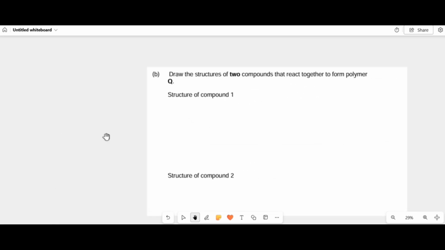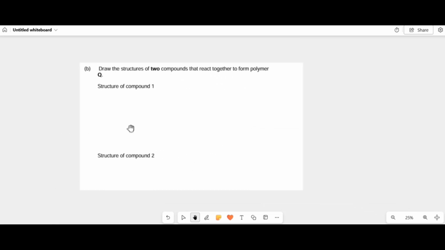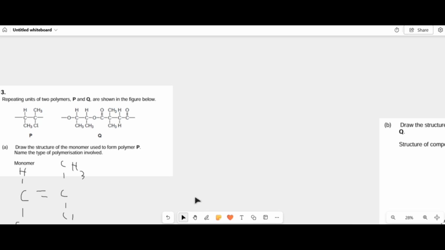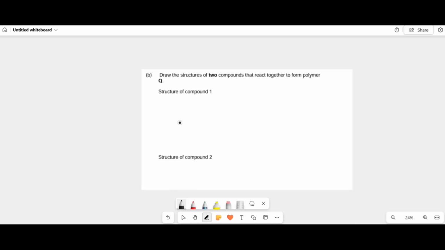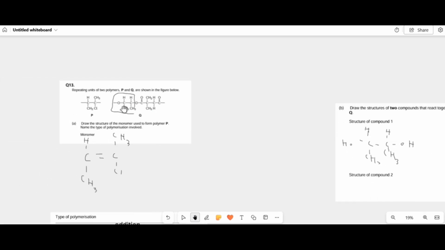Question B. Draw the structures of two compounds that form together to make compound Q. That's easy. Take this linkage away, that's going to be OH and OH. So that's going to be CCOH, HH, and then the rest just stays the same, and then OH, and then the rest stays the same here, such as CH3, CH3. That's that there.